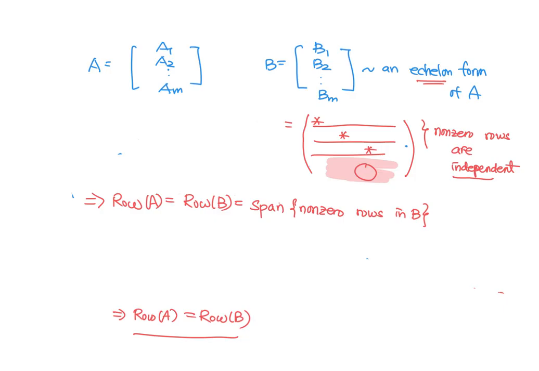So the non-zero rows in B form a basis for the row space of B. And since the row space of A and the row space of B are the same, that will be a basis for the row space of A as well.